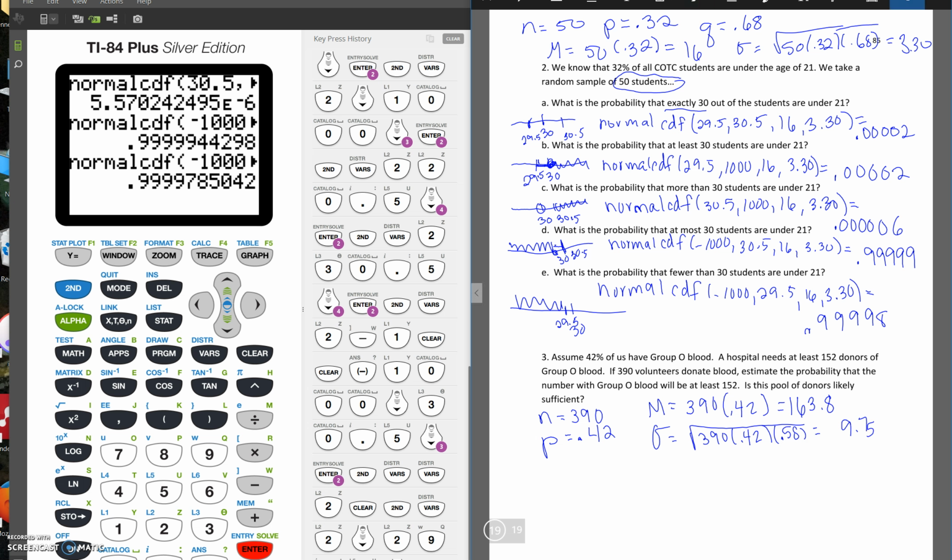Now, at least 152 means we'd want to include 152, and we'd want to go up to 1,000. So since we want to include 152, we're going to go down by 0.5. So 151.5 up to 1,000, the mean and the standard deviation. Now I'm running out of time on this video, so if you put this into your calculator, what you're going to get is 0.896. So is this sufficient? Probably. An 89% chance is pretty good, but you can't be 100% sure that you'd have that many.